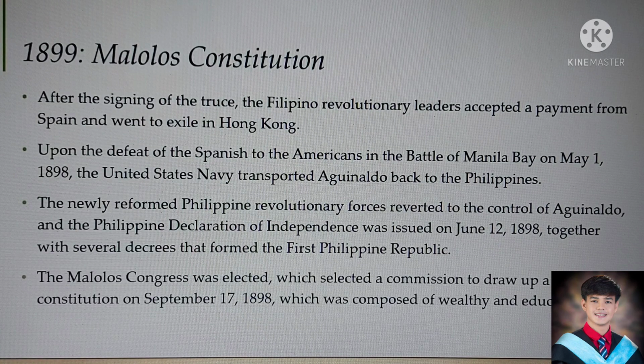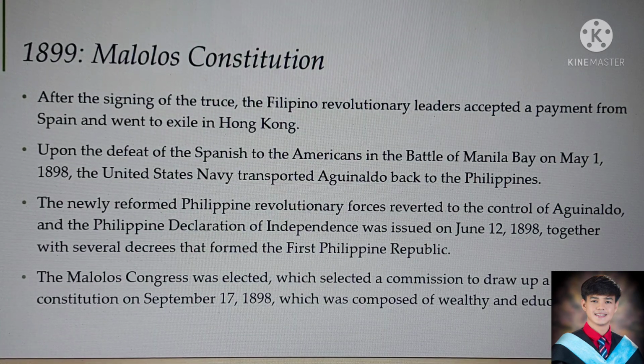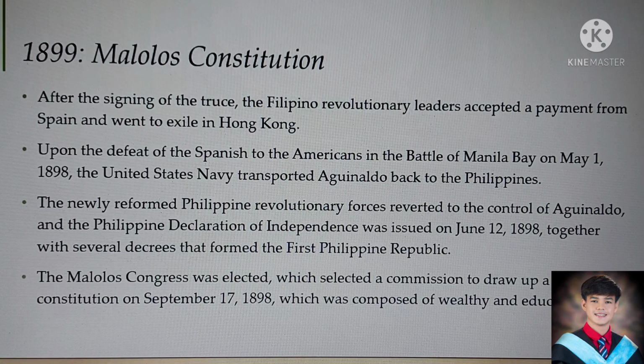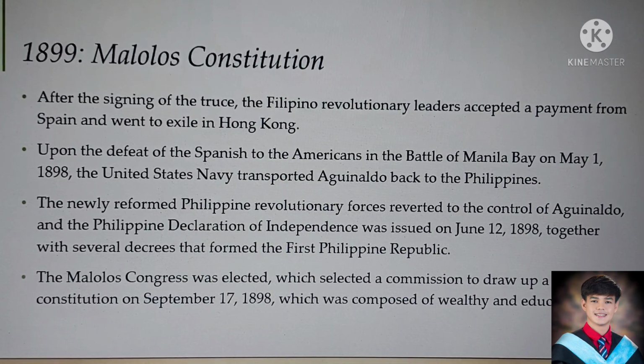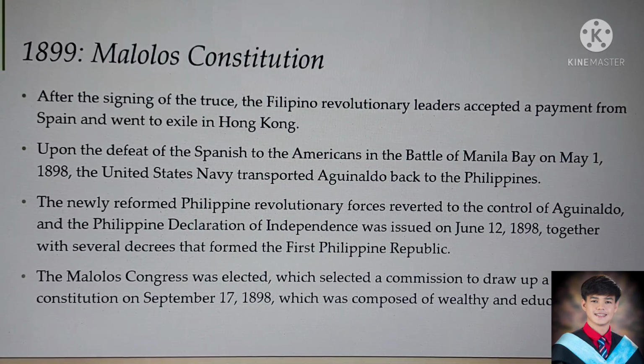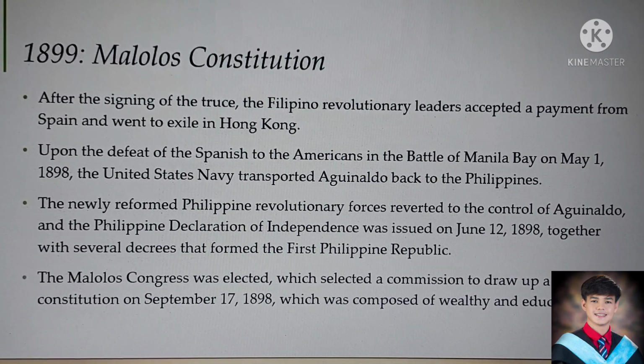The Malolos Congress was elected, which elected the commissions to draw up and draft the Constitution of September 17, 1898, which was composed of wealthy and educated men. So yung mga medyo nakapag-aral nating mga tao noon, sila yung mga kilalang mga tao na sila yung mga nag-commission ng tinatawag nating Malolos Constitution.